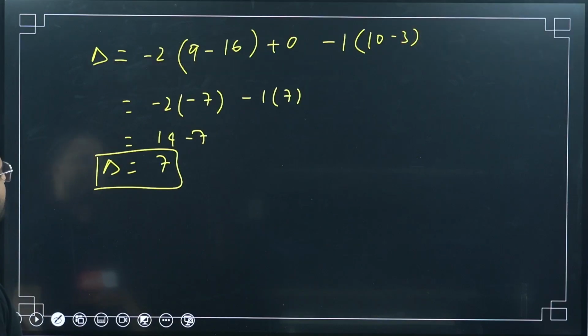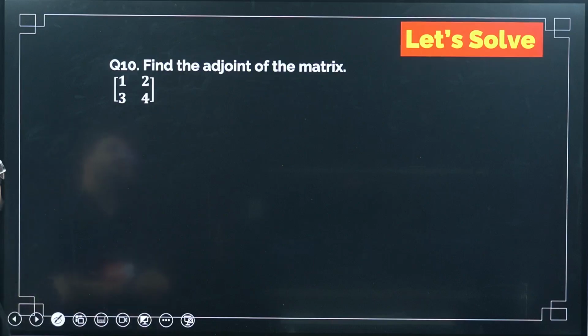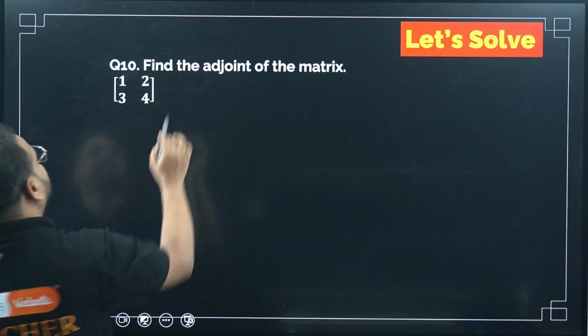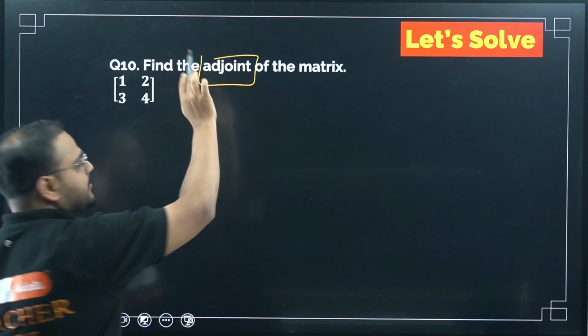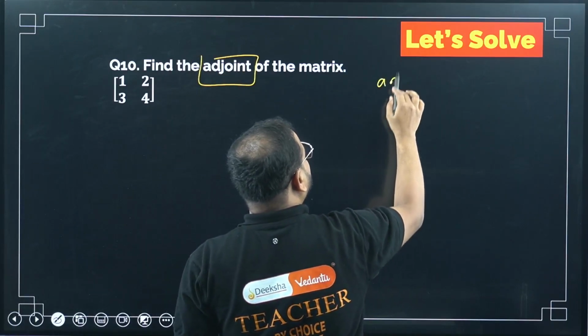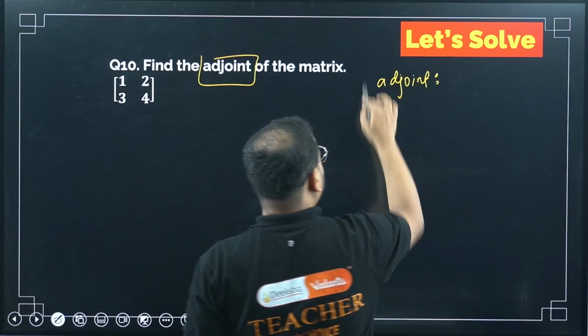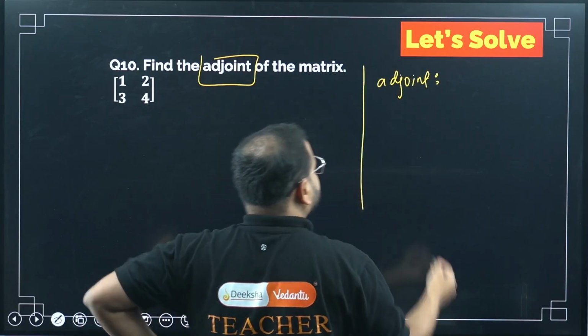I hope this is visible, right? Everything, I'm not blocking anything. Find the adjoint of the matrix. Now, next concept. Adjoint, very difficult, sir? No, sir, actually adjoint is nothing but, what is adjoint? What you do is take the cofactors.